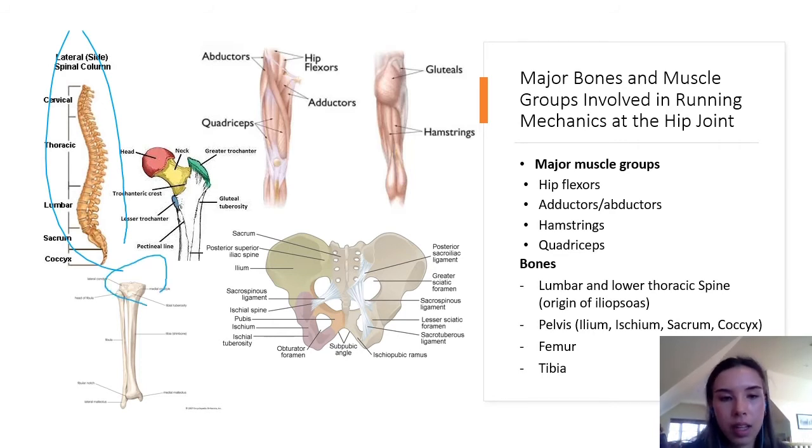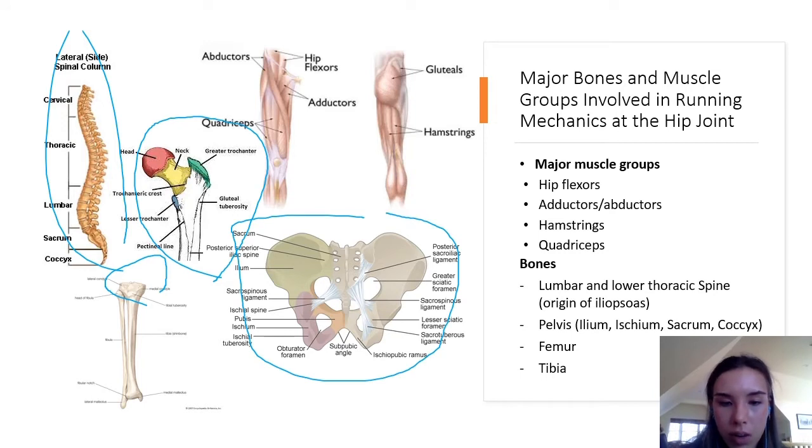Over here is a lovely picture of the top of a femur. And then over here is a pelvis, and right here would be approximately where your hip socket would be. And then up here are all the major muscle groups, the abductors, quads, hip flexors, adductors, glutes, and hamstrings involved in hip flexion and extension. And we'll get into more detail on those muscles in the next slide.